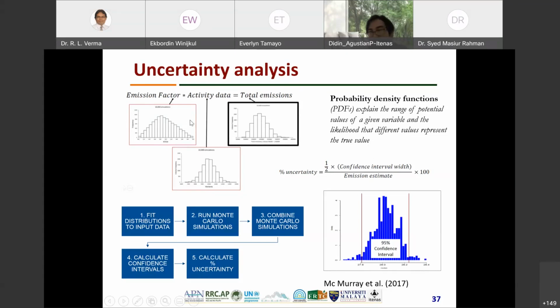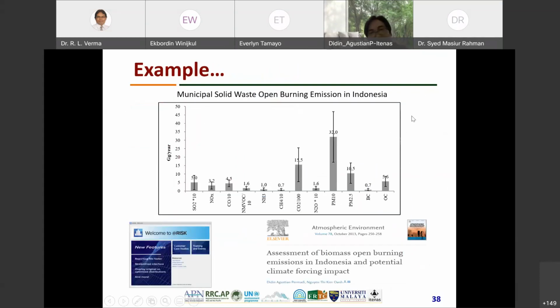So when we have the raw data, the model can choose, or can fit, the PDF for emission factors and also for the activity data. And then we can run Monte Carlo simulations to calculate the confidence intervals, like 95% confidence or maybe 90%, and then we can calculate the percent of uncertainty. The Monte Carlo simulation can be iterated for 5,000 or maybe 10,000 simulations. So this is just an example.